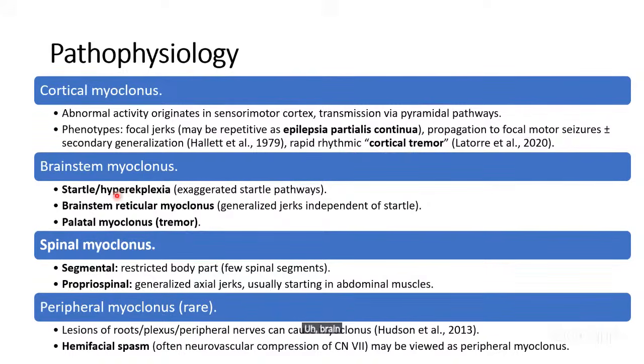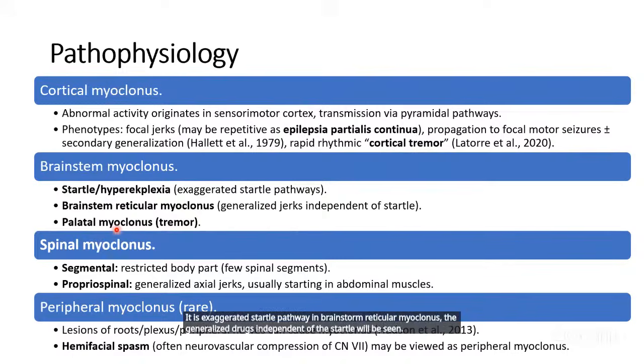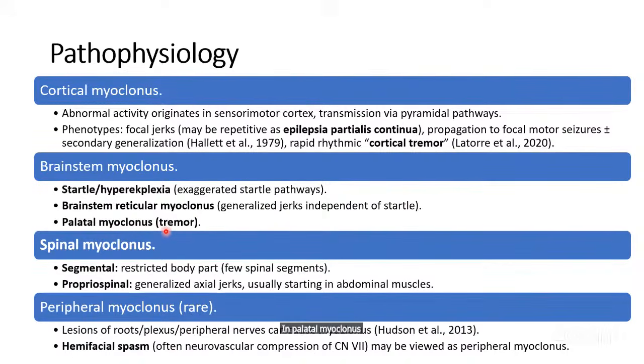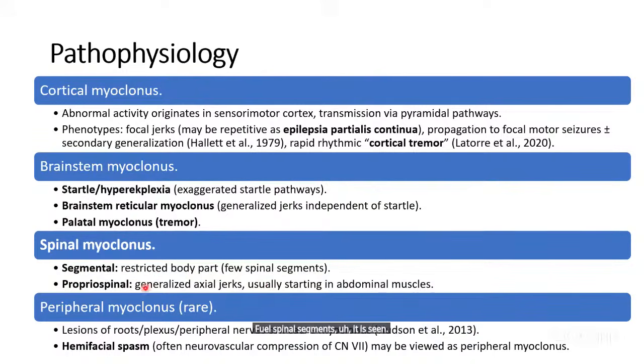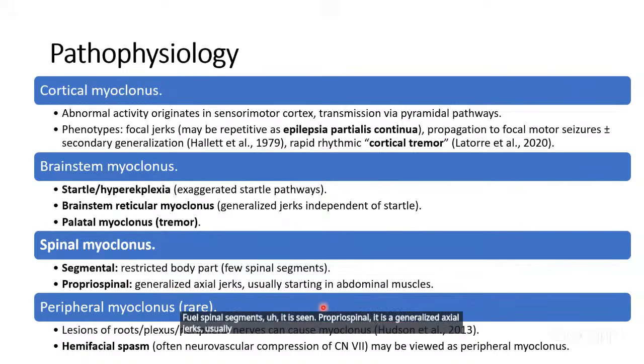Brainstem myoclonus has 3 different types: startle or hyperekplexia, which is an exaggerated startle pathway. In brainstem reticular myoclonus, generalized jerks independent of startle will be seen. In palatal myoclonus, it is seen as a palatal tremor. Spinal myoclonus can be segmental or propriospinal. Segmental is restricted to a body part, seen in a few spinal segments. Propriospinal is generalized axial jerks, usually starting in the abdominal muscles.